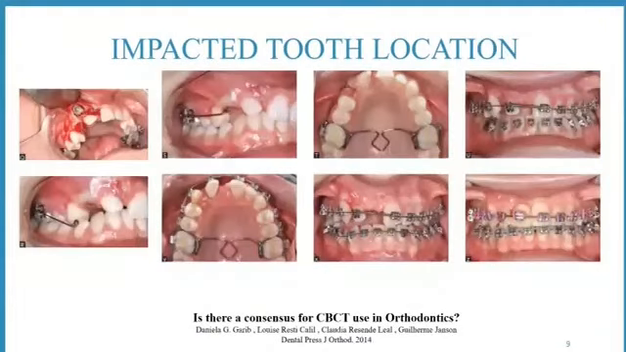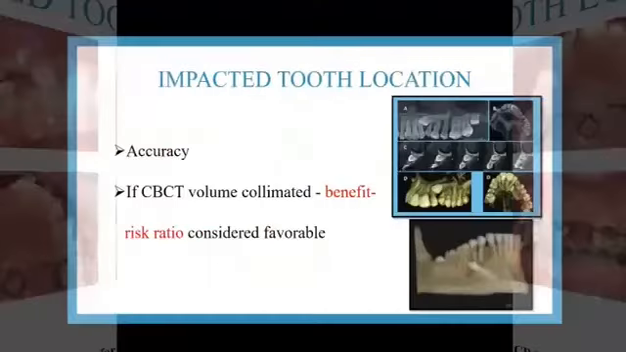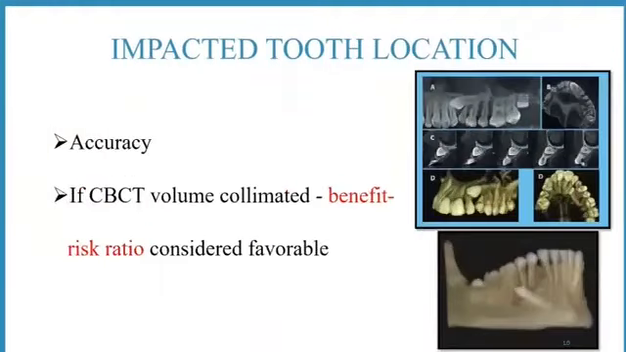Orthodontic traction of the teeth was planned. The canine was successfully brought into the arch, whereas the incisor later was prosthetically replaced because traction of the incisor was not deemed of having a nice prognosis. CBCT not only provides details but also accuracy of the location of the structures. If the CBCT volume is collimated to the impacted tooth, the benefit-risk ratio is considered favorable.